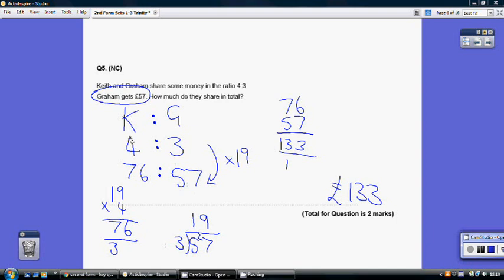Now Keith has got 4 shares, so that's 4 lots of £19. I've done that little multiplication here, so Keith gets £76. So if the question asked us how much does Keith get, the answer would be £76. But the question is asking us how much do they share in total. So we've got to take Keith's £76 and Graham's £57, and add them together to get £133 in total.